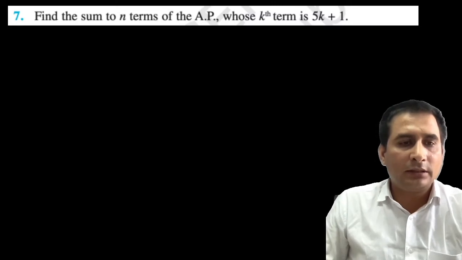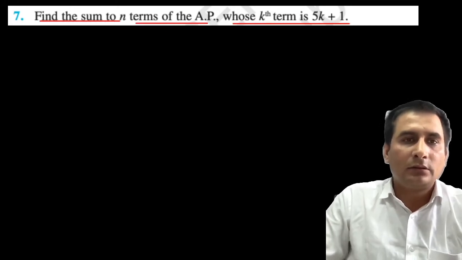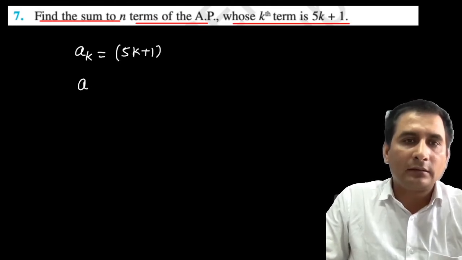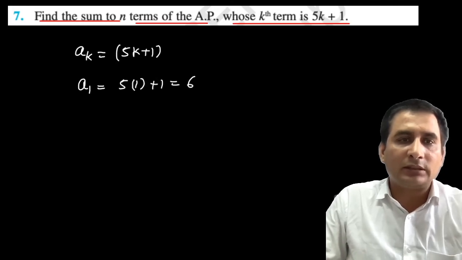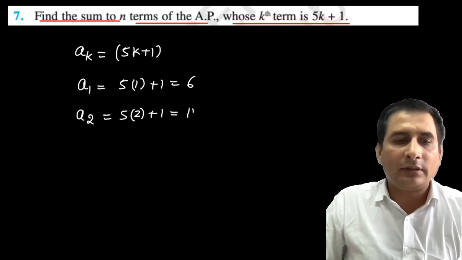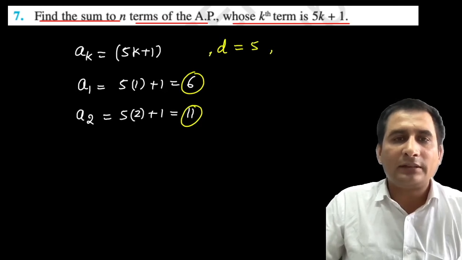This is question number 7 here. Find the sum of 2n terms of the AP whose kth term is given. So Ak is given in the question as 5k plus 1. How to find A1? Replace k with 1. 5 plus 1 comes out to be 6. How to find A2? I replaced k with 2. 5 twos are 10 plus 1 is 11. So what is the common difference in this case? It's 11 minus 6, which is 5. So the common difference is 5.